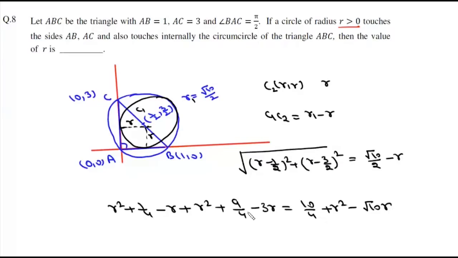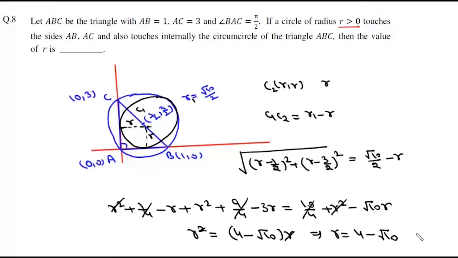Now 1/4 plus 9/4 is 10/4. So this 10/4 and 10/4 will cancel. r square will also cancel. So we'll get this as r square equals 4r minus root 10 r. Now r cannot be 0. So from here we'll get the value of r as simply 4 minus root 10. And 4 minus root 10 is nearly 0.84. So the answer to this question is 0.84.